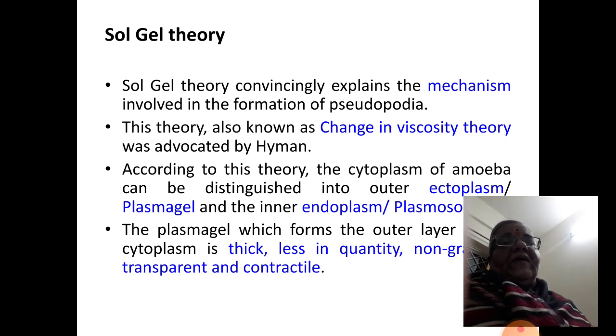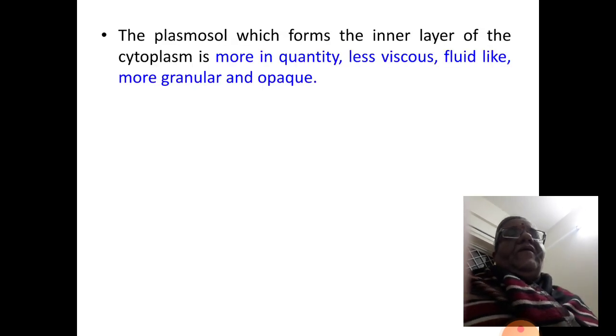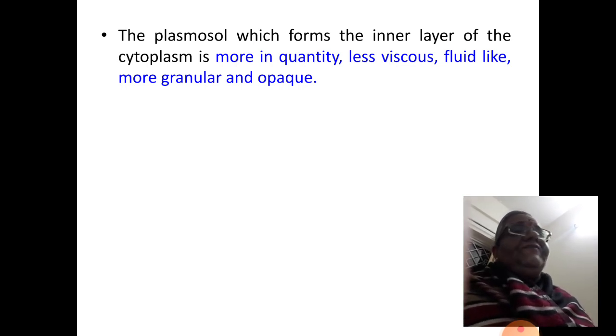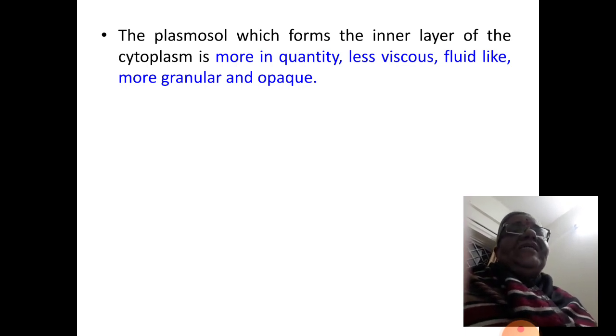Please note, let me come back to my previous slide. The plasma gel, which forms the outer layer of cytoplasm, is thick, that is more viscous, less in quantity, non-granular, transparent and contractile. Whereas the plasmosol is quite opposite to that. This forms the inner central zone of the cytoplasm. It is more in quantity, less viscous, fluid-like, more granular and opaque. Please remember this.